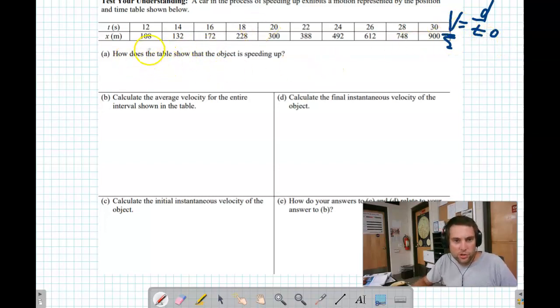So how does the table show the object is speeding up? It looks like 2 seconds, 2 seconds, 2 seconds. We're not messing with our time at all. It's all equal. 132 minus 108 is 24. 72. Oh, that's not 24. So our delta x is increasing.